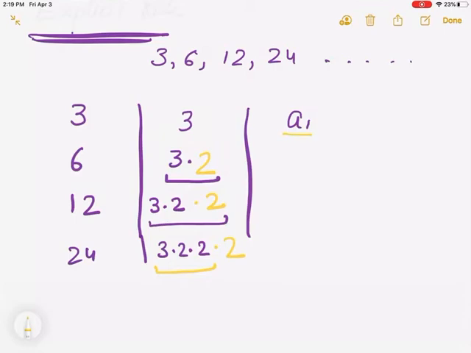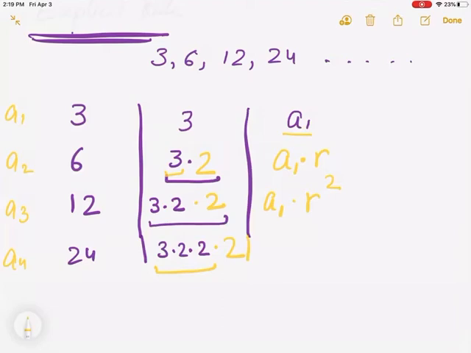Now let's try understanding the pattern. For the first term, it would be just A1. For the second term, my first term is still there, which is A1, and now it's getting multiplied by 1 ratio. Let me just say this is A1, this is A2, this is A3, this is A4. For my third term, again, my first term is still there, but how many ratios? I have 2 ratios, so I would say it's R squared.